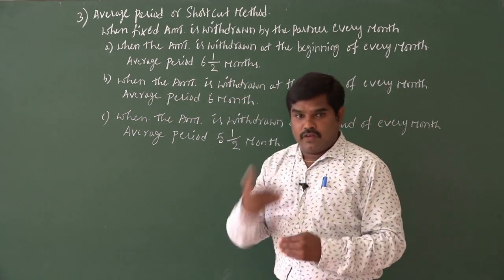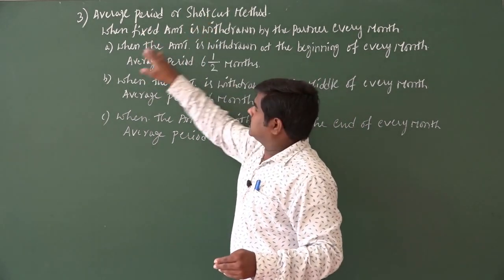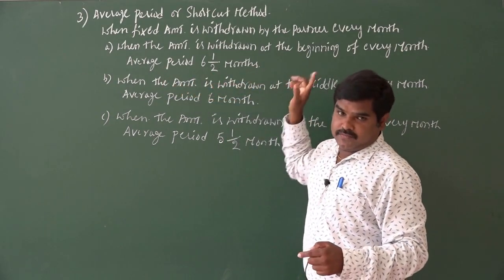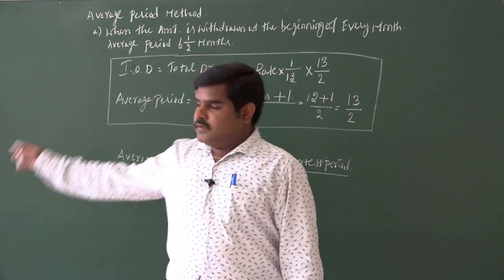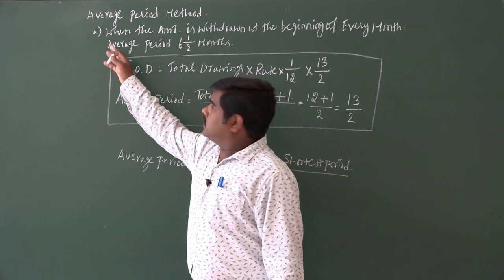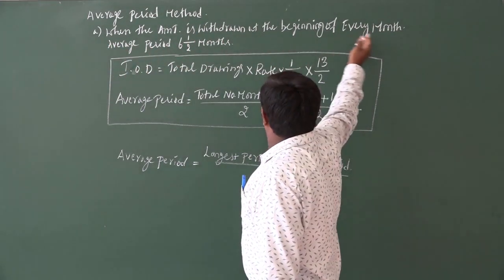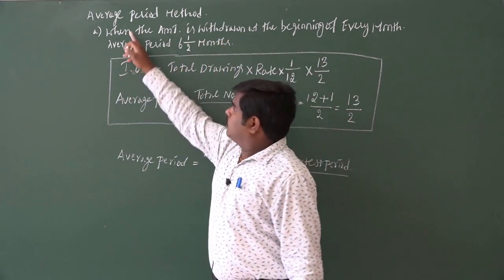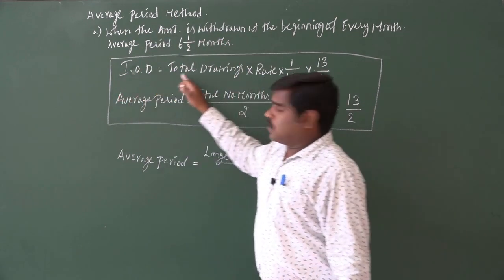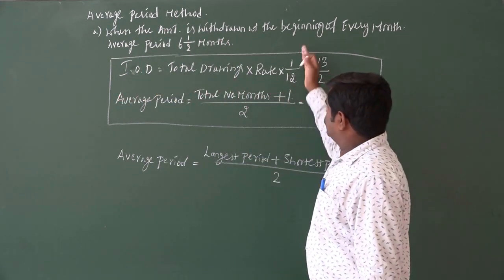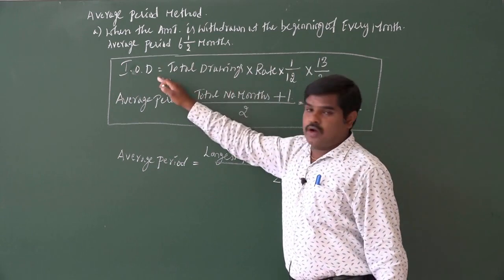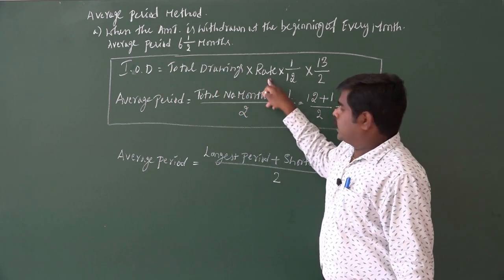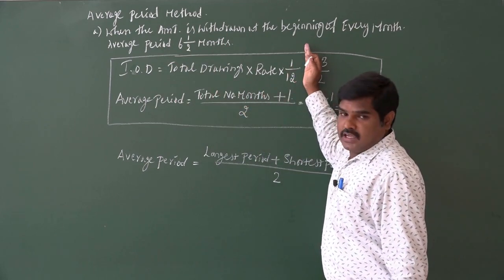Okay. So now we will start the first method in the average period method: when the amount is withdrawn at the beginning of every month, so average period is 6.5 months. There is a formula for average period method. Interest on drawings is equal to total drawings into rate into 1/12. Actually, this is common for all average period methods, total drawings into rate into 1/12 for the year.